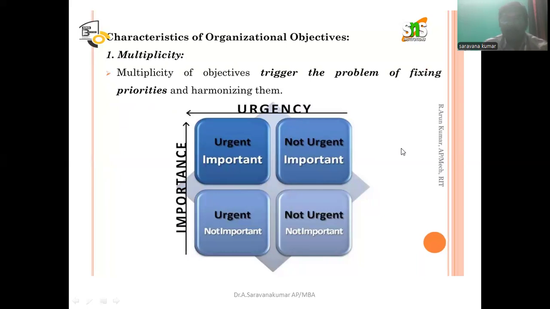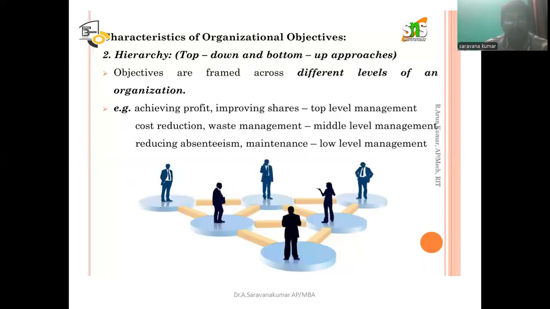In every work, there is some urgent work, that is a prioritization, and some not urgent. So multiplicity of objectives triggers the problem of fixing priorities and harmonizing them. So urgent, important, not urgent. So you're taking the prioritization.